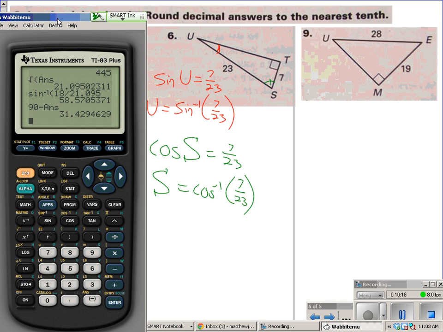When we don't know any of those acute angles, inverse trig functions, that's what they do. They find an angle measurement as long as you know the proper ratio for that trig function. Okay? SOHCAHTOA. Sine is opposite over hypotenuse, cosine is adjacent over hypotenuse, tangent is opposite over adjacent.